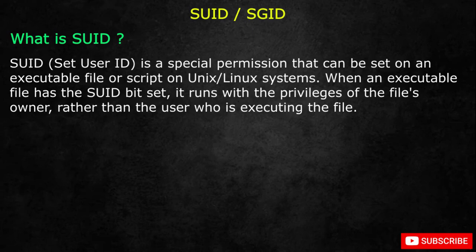An example of a program with the SUID bit set is the passwd command. This command is used to change the password of a user account, but it needs to be run with root privileges in order to modify the password file. However, allowing users to run the passwd command with root privileges would be a security risk, as it would give them too much power. To solve this problem, the passwd command is set with the SUID bit so that it can be executed with root privileges, but only to modify the password file and not to perform any other privileged operation.